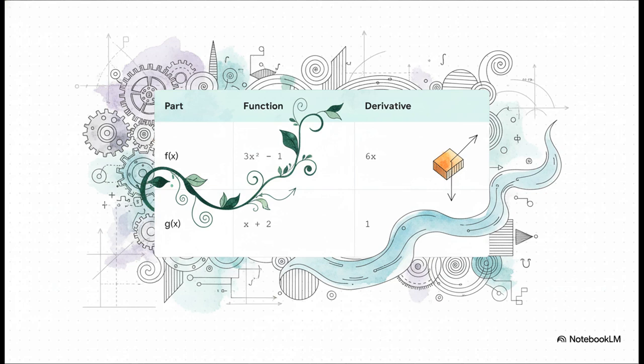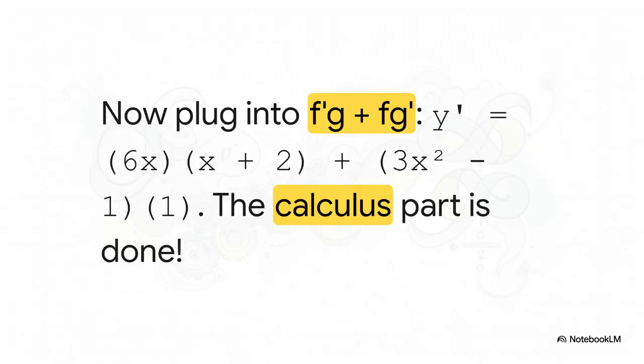So as you can see here, we've picked out our left function, f of x, which is 3x squared minus 1. Its derivative? Easy, that's 6x. Our right function, g of x, is x plus 2, and its derivative is just 1. Laying it out like this makes the next step a piece of cake. With all our pieces identified, we can just plug them straight into our product rule formula, f prime g plus f g prime, or, as we like to say, left d right plus right d left. That gives us 6x times x plus 2 plus 3x squared minus 1 times 1.